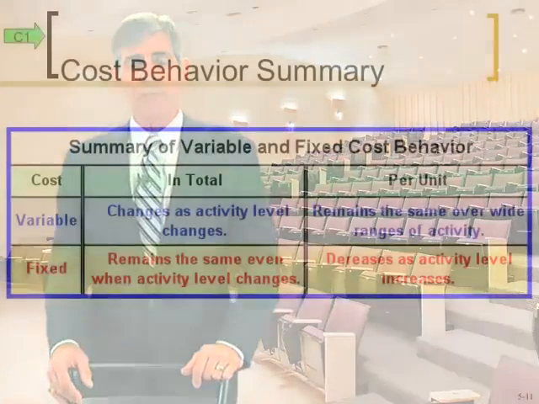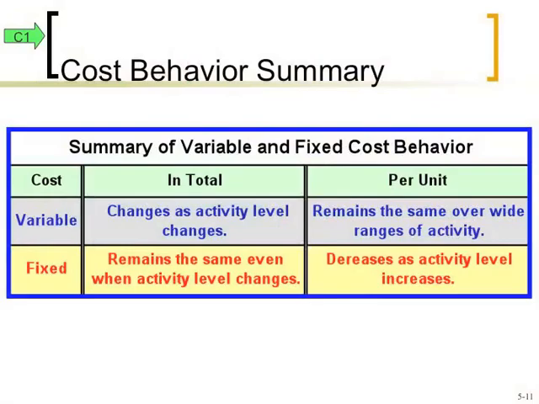So let's go to a summary table that compares these two. Here we have variable costs change as the activity level changes, but are constant on a per unit basis. Fixed costs, on the other hand, stay the same in total when activity levels change, but on a per unit basis they change related to volume. This is a slide that you want to keep handy, especially as you struggle with figuring out whether something is a variable cost or a fixed cost.